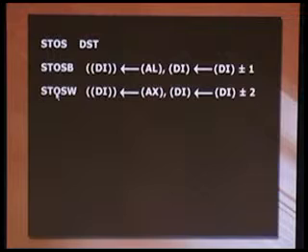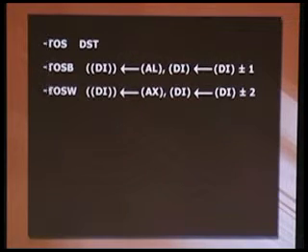The next instruction is STOS DST, that is store destination. This also has two versions, STOSB and STOSW. The operation of this instruction is that the address is calculated by adding the contents of DI register to the contents of ES register multiplied by decimal 16. Then that location is loaded with the contents of the AL or AX register. This implies that the contents of AL or AX register are stored in memory at a specified location.